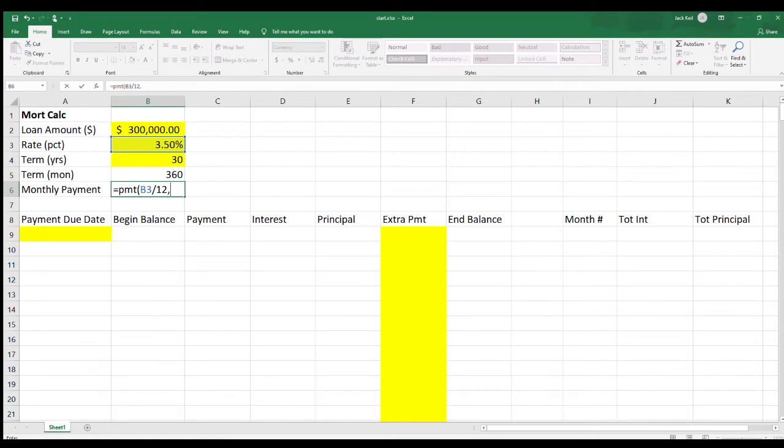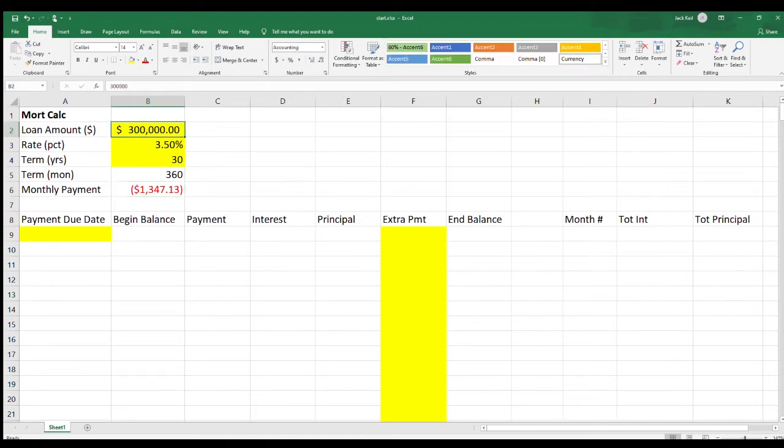The next thing we need is the number of periods, which is the number of months. Finally, we need the loan amount. There is our monthly payment. Now you can check that monthly payment against other mortgage calculators. Make sure they agree. The monthly payment here is negative because we have money, $300,000 coming in, and so our monthly payment goes out, and it's negative.